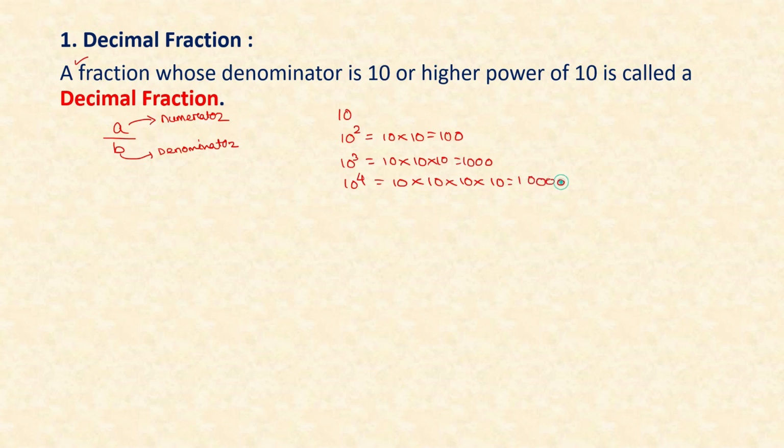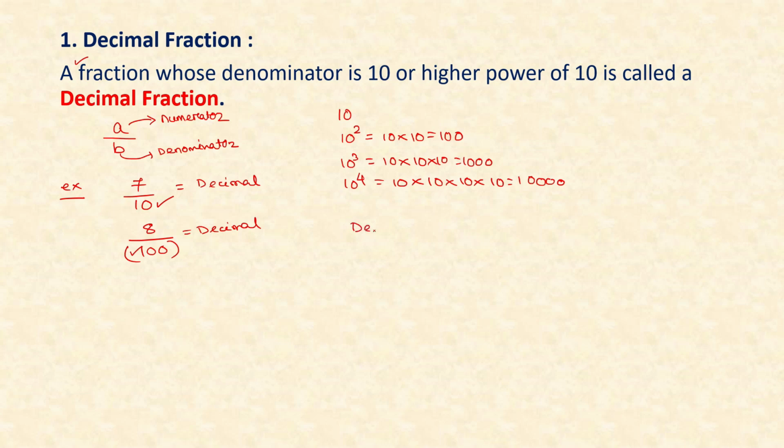As an example, if I write a fraction like 7 by 10, what is the denominator of this fraction? The denominator is 10, so we can call this a decimal fraction. If I write a fraction like 8 by 100, we know that 100 is 10 to the power 2. So the denominator is a power of 10, which means it is a decimal fraction. Likewise, any fraction whose denominator is 10 or a higher power of 10 is called a decimal fraction.